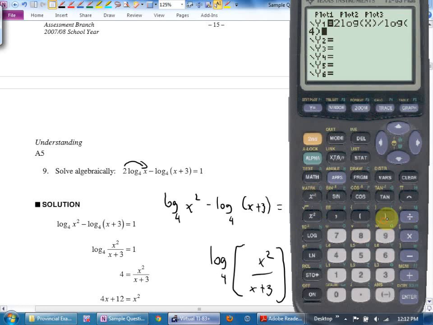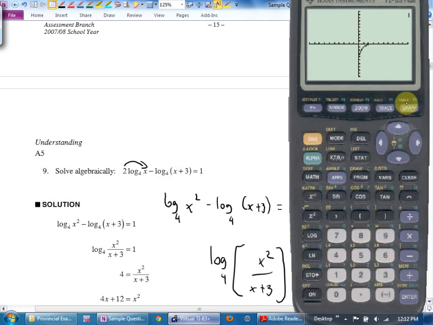Second function, intersection. First curve, second curve, guess. Oh, I have to move over a little bit because I was sitting on an asymptote, so it was saying that I couldn't guess there. X equals 6. Was that the correct answer? Hey, and it even got the rejection for me. Okay, so on a lot of these, you can check your answers on the calculator section especially.